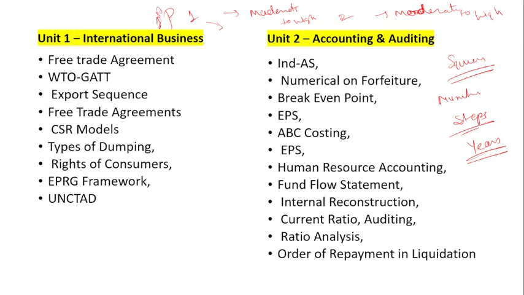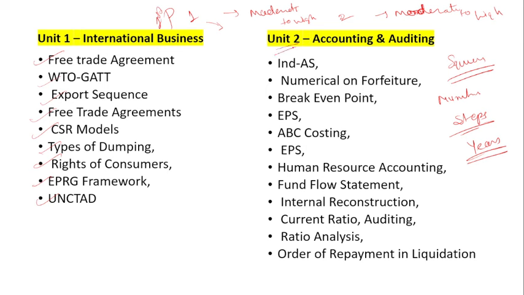So let's start with unit number 1, which is international business. The topics they asked, and these topics are really important, are the free trade agreement, WTO, GATT, export sequence. Then the CSR model, the types of dumping, the rights of consumers, EPRG frameworks, and UNCTAD. These are the topics from which they asked questions in both shift 1 and shift 2.